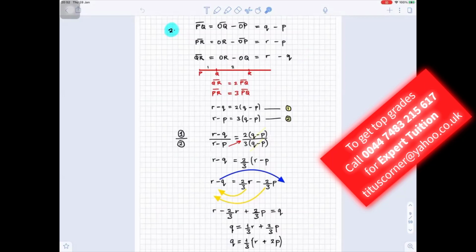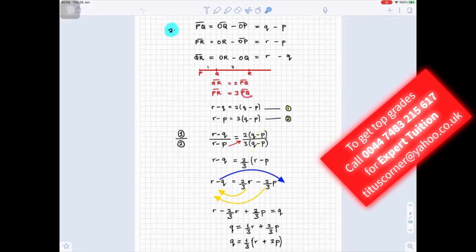Now, if you imagine PQR on a straight line, PQ is just one part of it, and QR is two parts. So you can see visually that QR is 2 times PQ, and PR from one end to the other end is the same as 3 times PQ. So if you divide that into 3, 1, 2, 3.